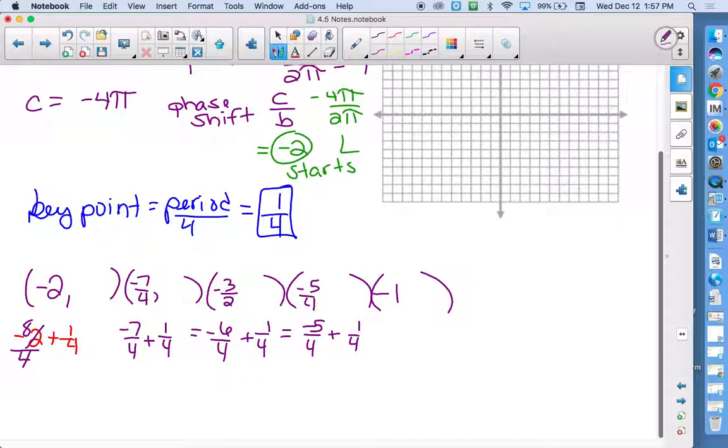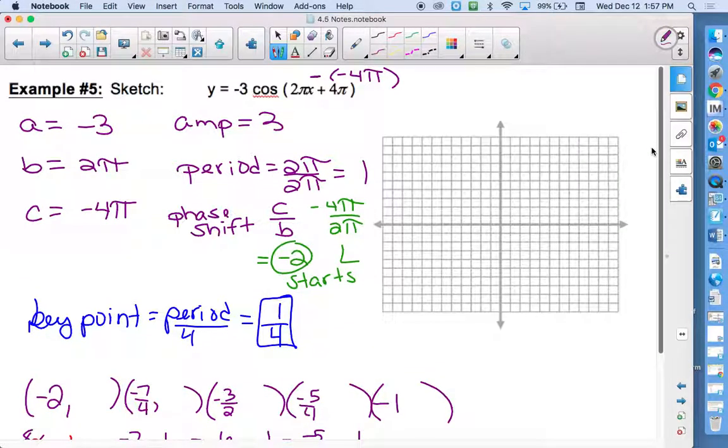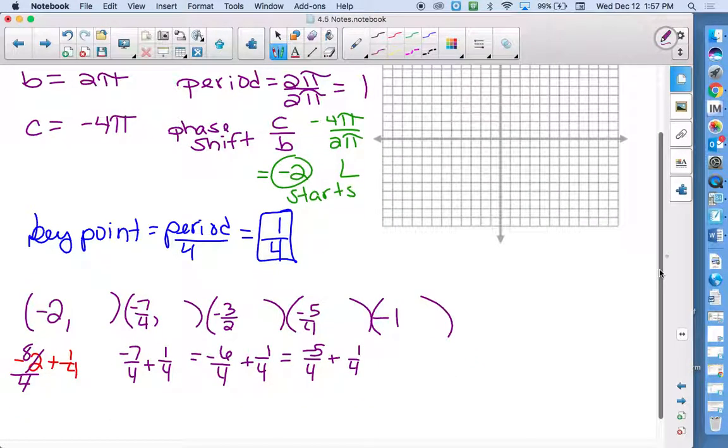So the last thing we need to do is go back up and look at that A value of negative 3 and the fact that we're dealing with cosine. So cosine is 1, 0, negative 1, 0, 1. So that means if we have a negative 3, we're starting at negative 3, ending at negative 3. And then you've got all the information you need.